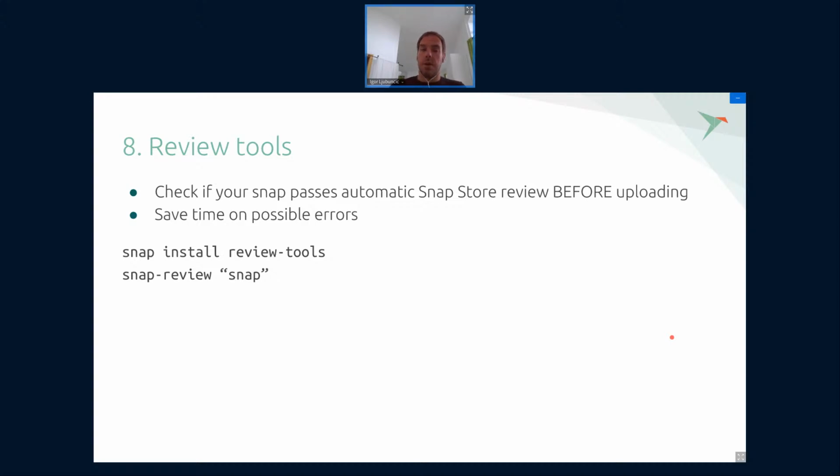To minimize this time disruption, you can run review tools, a lightweight version of what happens when you upload your snap to the store, locally. Install it, run it, and examine your snap. It will give you indications, warnings, or hard errors as to what you may have done wrong security-wise, so you can go back, fix it, get a green light from review tools, and only then upload the snap. Should save you time, especially if you're in a hurry and you want to upload your snap and publish it quickly.